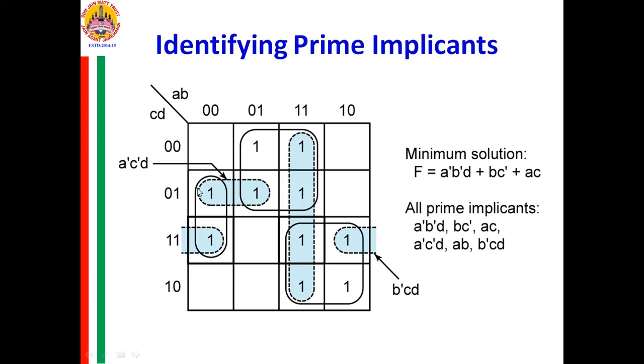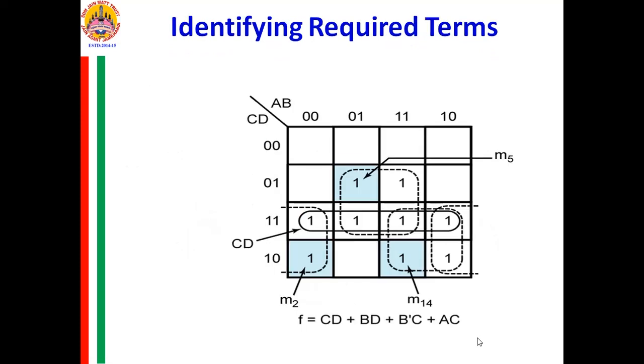Now, when I form this pair of ones, then there will be no necessity of this pair of ones and this pair of ones. So the minimum solution will be with these two quads and this one pair of ones. So the reduced Boolean expression is F equals A bar B bar D plus B C bar plus AC.